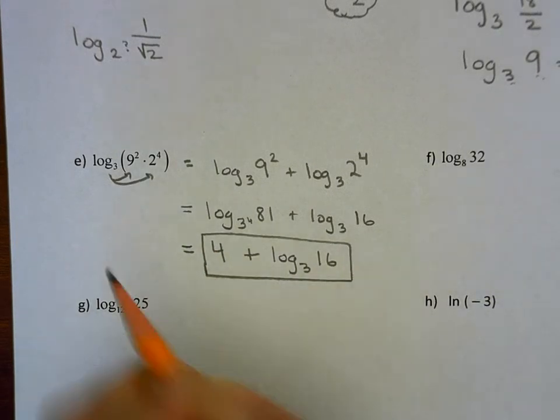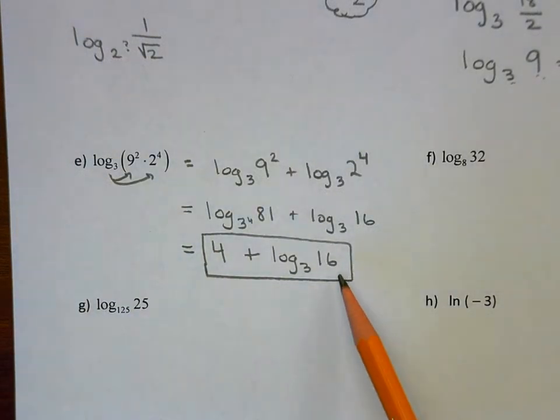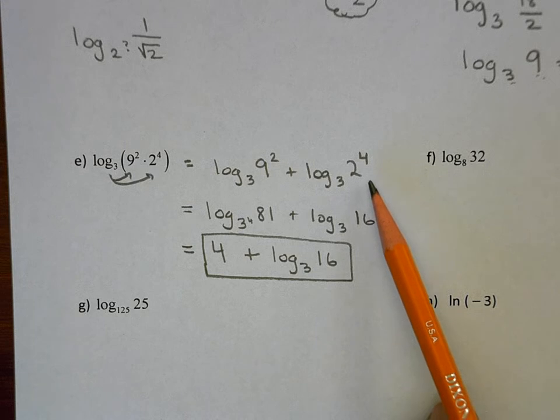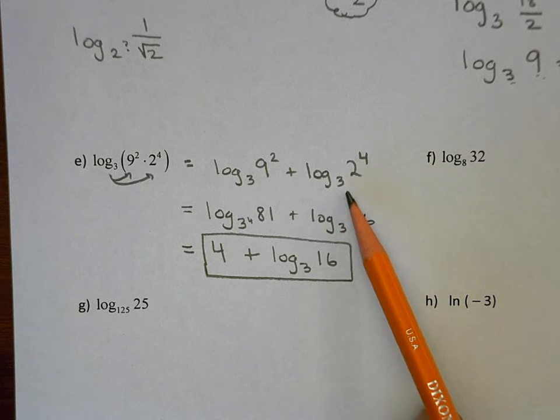And you can also tell, because 16 is a base of 2, and we're looking to get it to be a base of 3, and you can't turn a 2 into a 3.